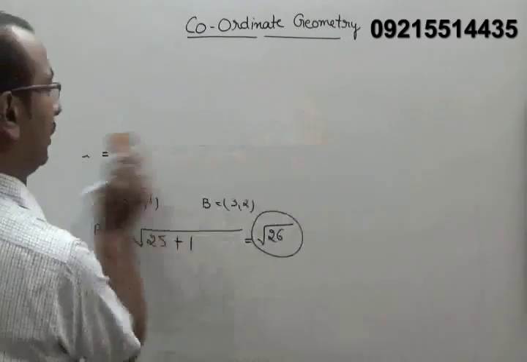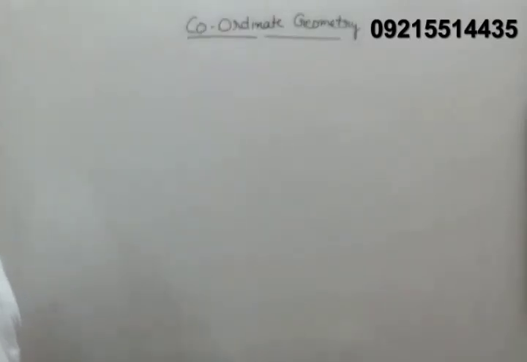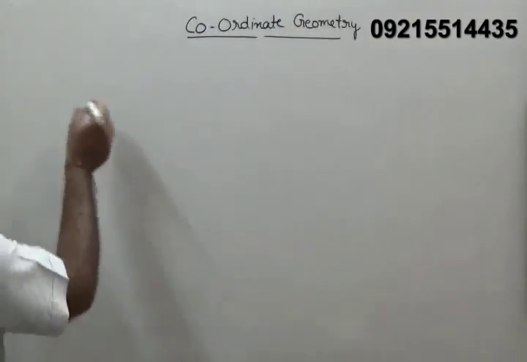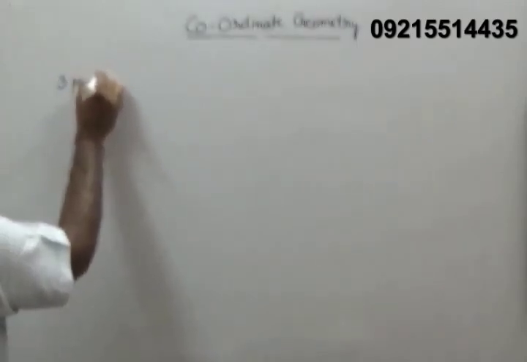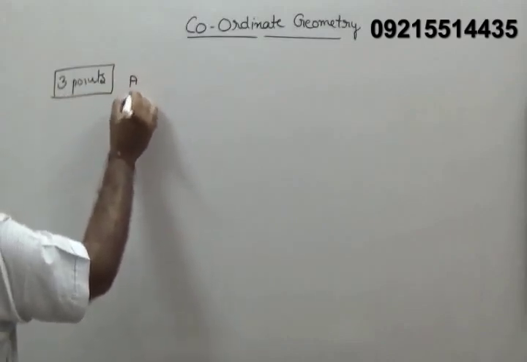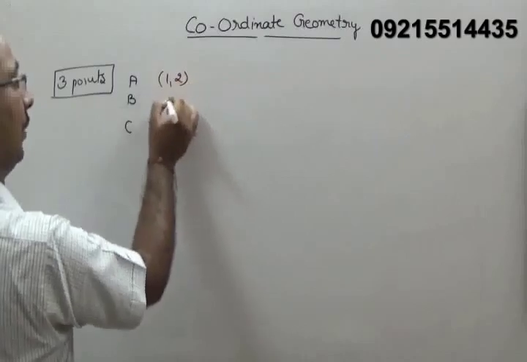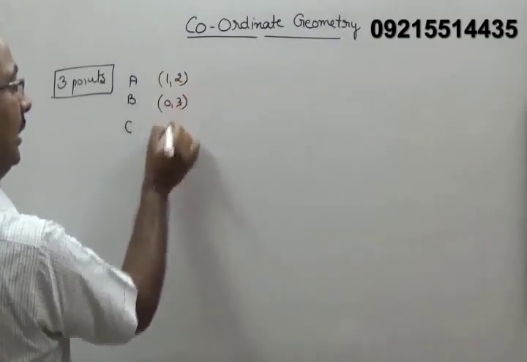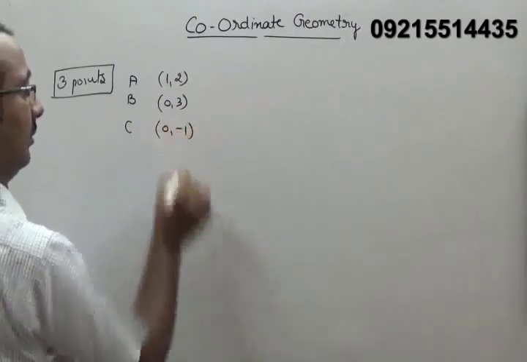Now, based on this topic, we have just understood how to find the distance. Sometimes a number of questions can be made over it. What type of questions can be there? Suppose 3 points are given: A, B, and C. Point A is given as (1, 2), point B is given as (0, 3), and point C is given as (0, -1).